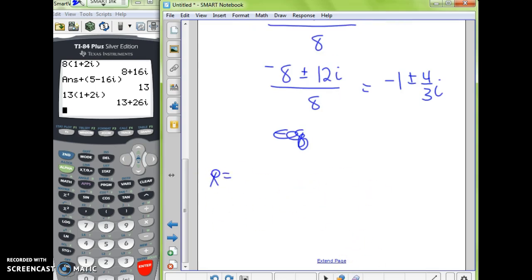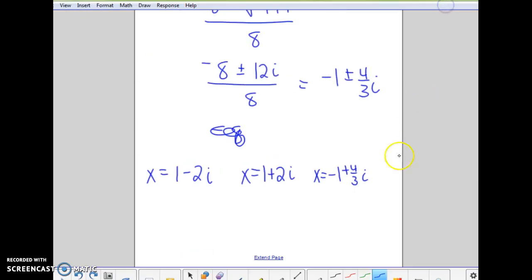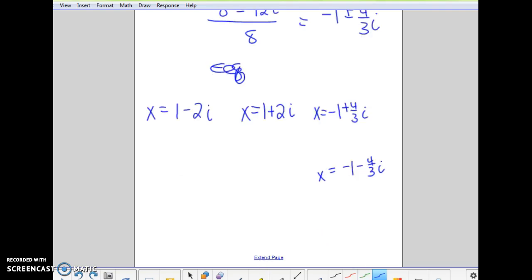So x equals 1 minus 2i, x equals 1 plus 2i, x equals negative 1 plus 4/3 i, and then kind of squeeze this guy, negative 1 minus 4/3 i. You are supposed to do the linear factorization for this problem, so that's kind of our last step that we need to worry about. First two shouldn't be too bad.